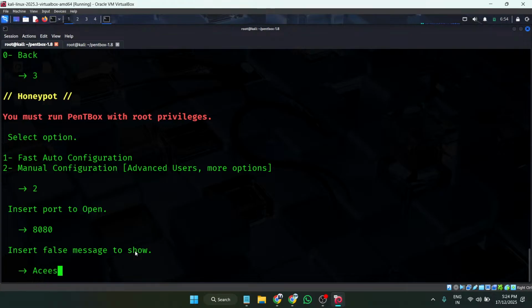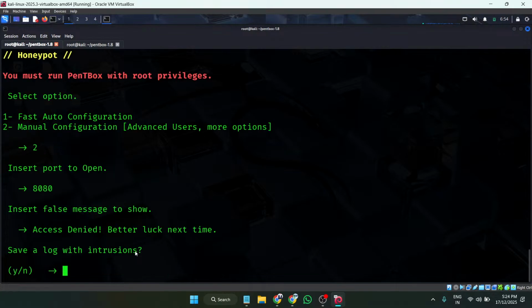Okay, so I'm going to use port 8080, and insert a false message to show, just like we did. We can also put some HTML content over here. So here I'm going to put: access denied, better luck next time. Okay, I'm going to hit enter.